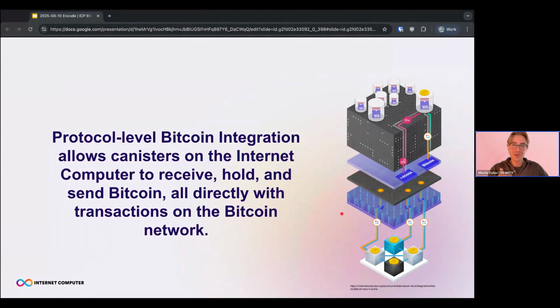So again, back to this term direct integration, right? What do we actually mean when we say a direct Bitcoin integration? So direct in this context means that there are no trust assumptions required other than trust in the correct functioning of the Bitcoin network, which you have to trust anyway if you have Bitcoin, and the Internet Computer. So in other words, there are no additional parties required, such as bridges or other types of intermediaries, resulting in a much cleaner and also more secure integration.